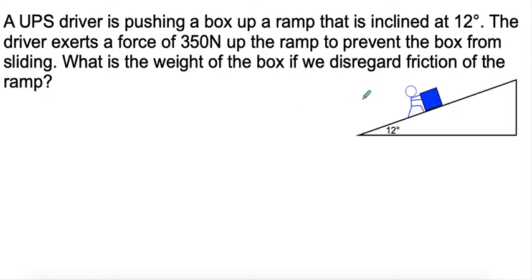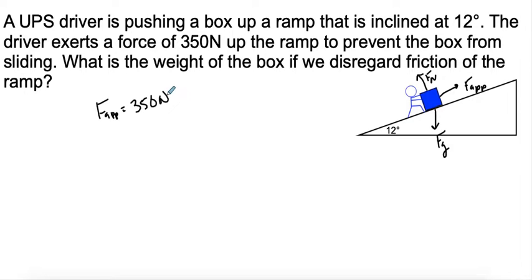Okay, so now we have, let's draw some forces here. So gravity on the box and normal force on the box, and now we have an applied force pushing on the box that way. So the box is not moving, okay? We're just preventing the box from sliding down the ramp, and we're trying to figure out the weight of the box. So we know that we're pushing on the box at 350 newtons. All right, and it's not going anywhere.